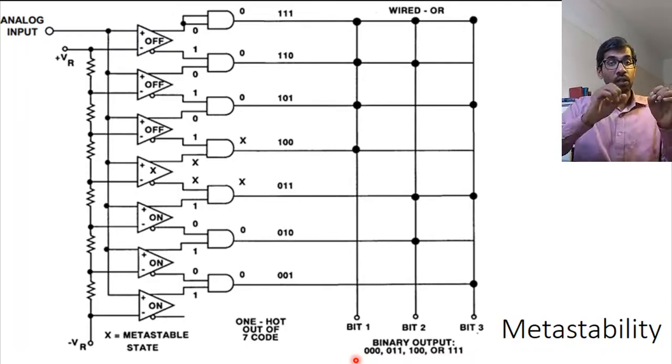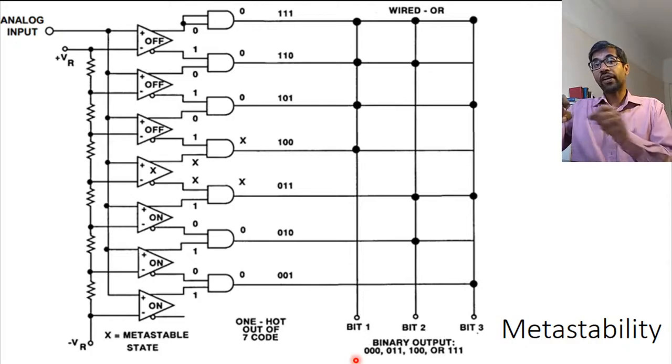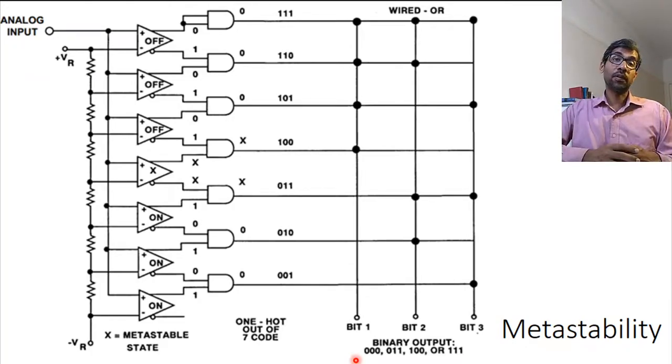So the undefined character of your comparator output affects your decoder and therefore your digital output completely. And that's one more disadvantage of Flash ADCs. Of course, this is also one of the things that creates problems with increasing the speed of your Flash ADCs, which is one of the advantages of a Flash ADC. The reason why you want to use a Flash ADC is because of its speed, but then the speed is limited by metastability.